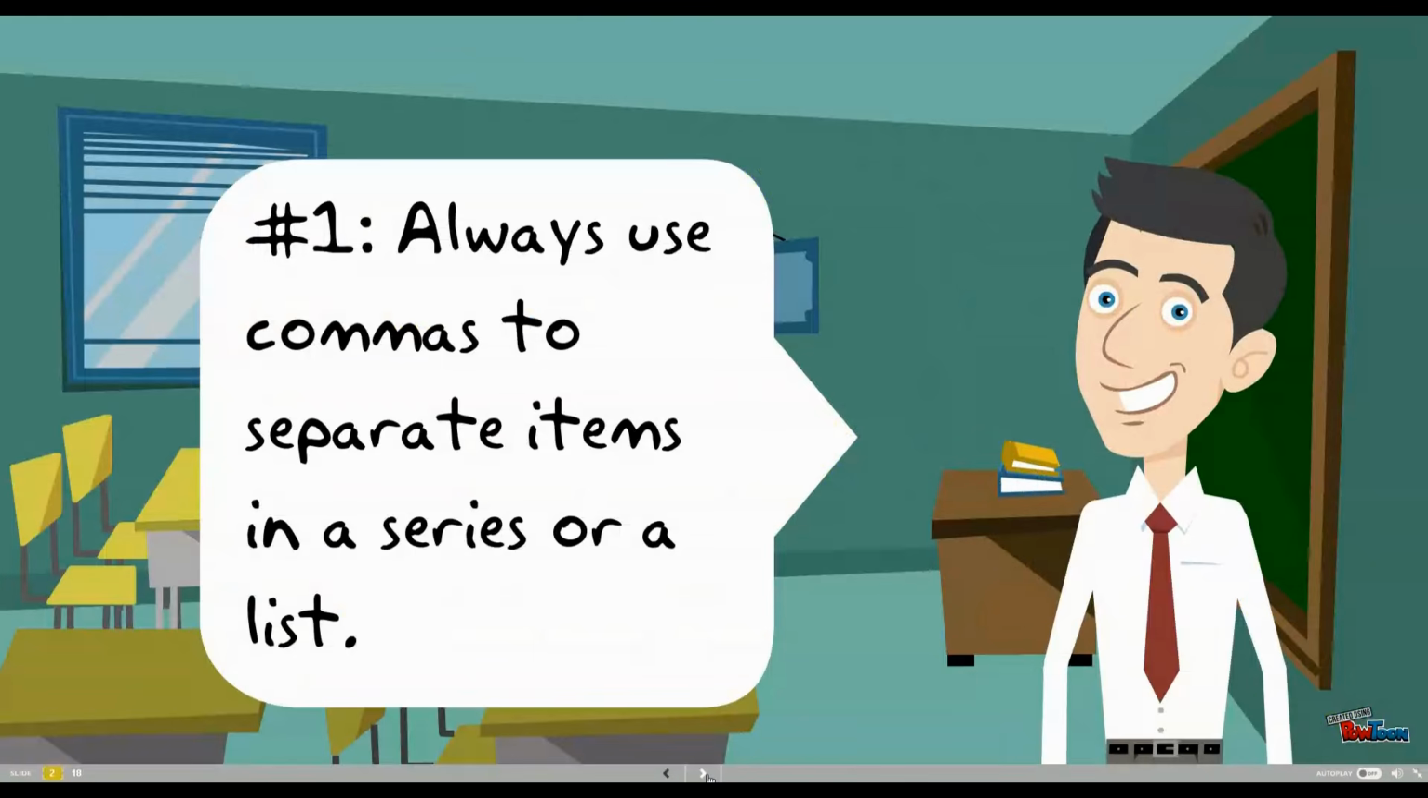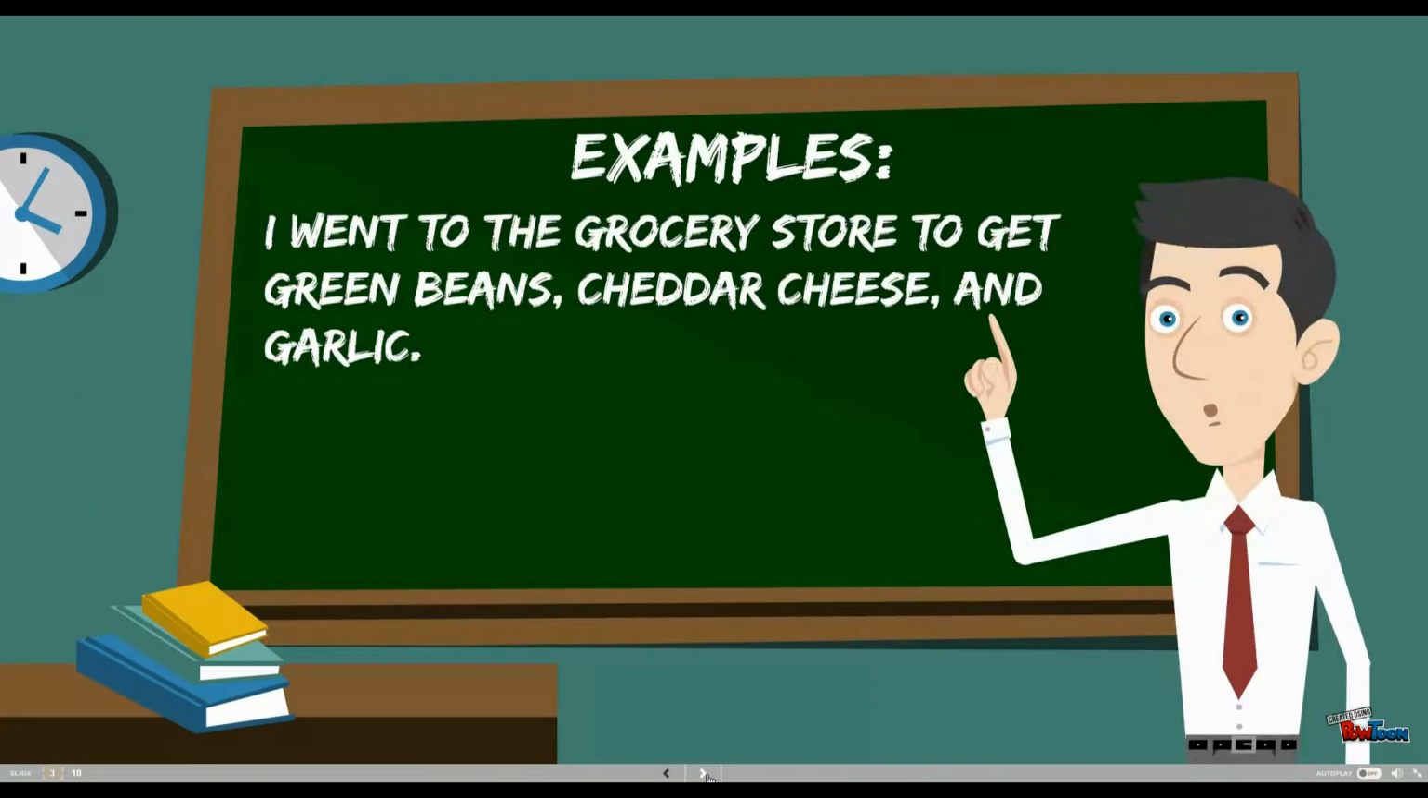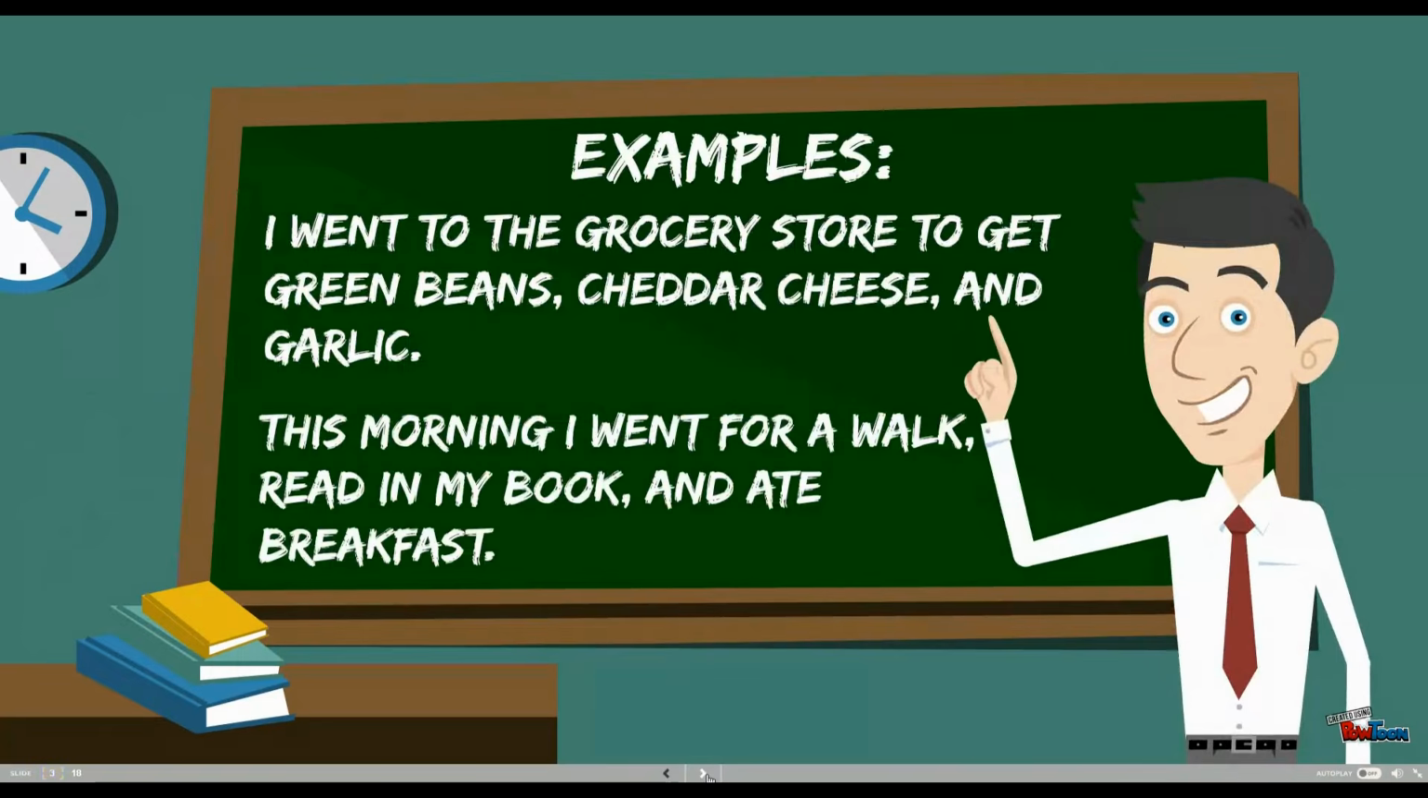So the first rule is always use commas to separate items in a series or a list. So here are some examples of that. I went to the grocery store to get green beans, cheddar cheese, and garlic. This morning I went for a walk, read in my book, and ate breakfast. So you can see in both of these sentences that there is a list.